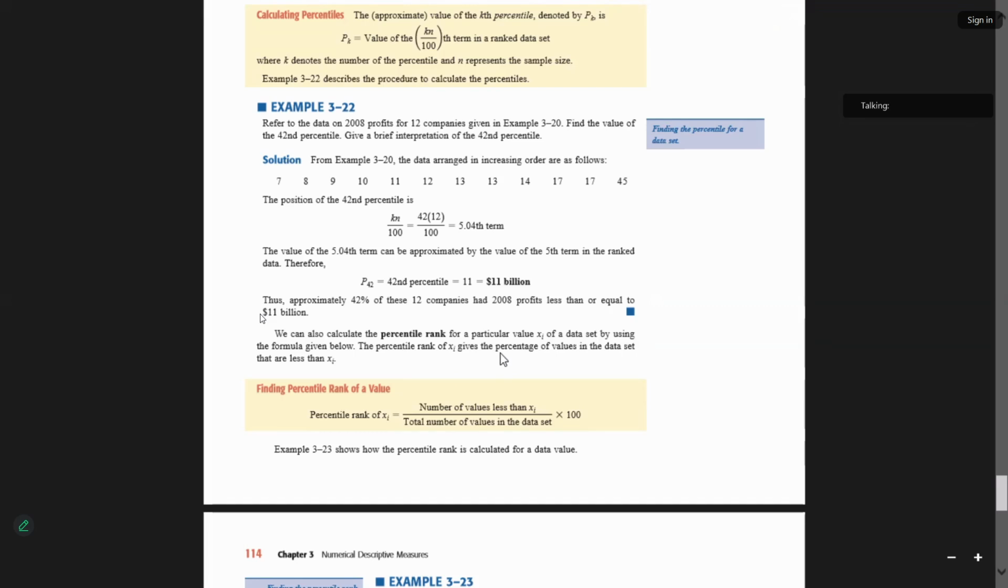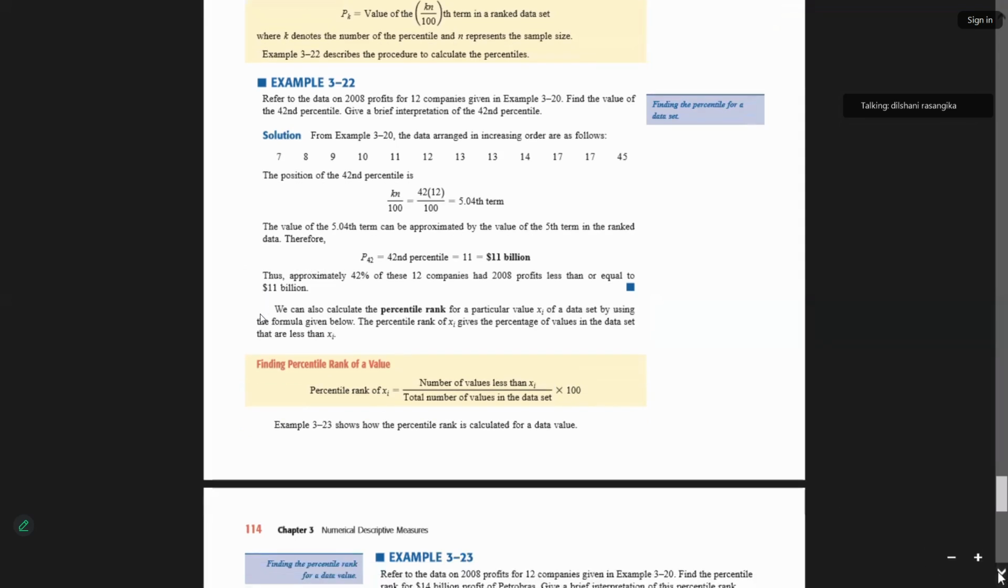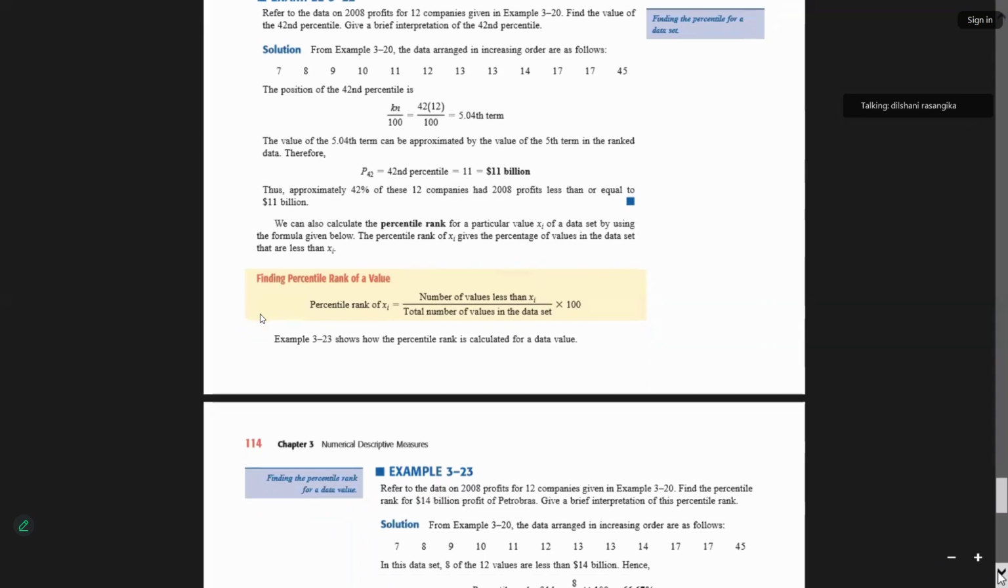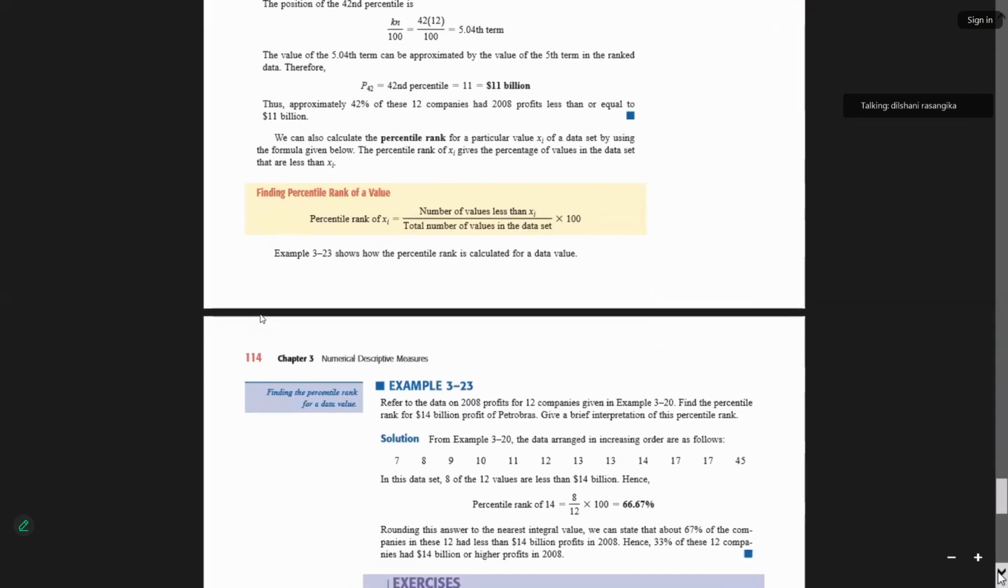Then we can find the percentile rank of this one by counting the number of values less than this one. That means 1, 2, 3, 4, 5, 6. Here 6. Then the total number of values in the data set, how many data? 12. So 6 divided by 12 equals 0.5. Then we need to multiply by 100 because we need to find the percentile. By multiplying by 100, we have the value as 50%. Okay, that's an example.